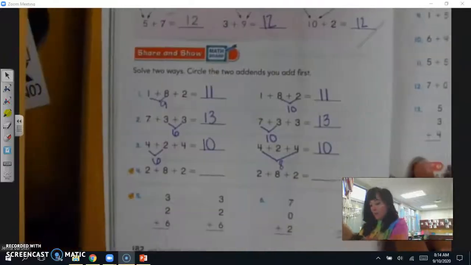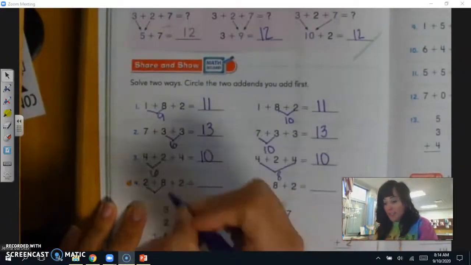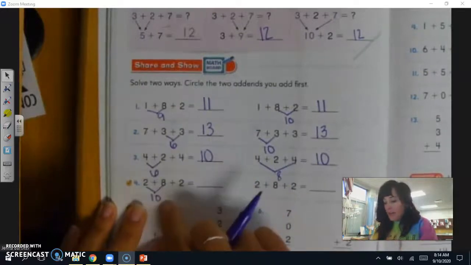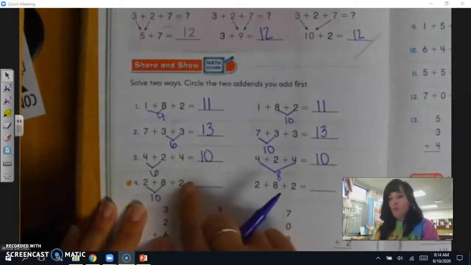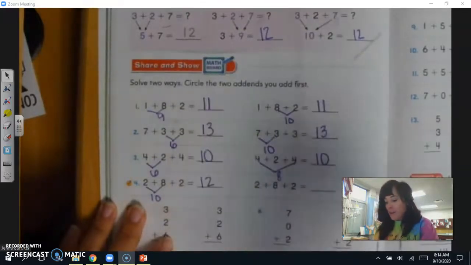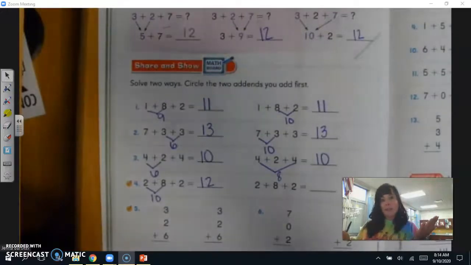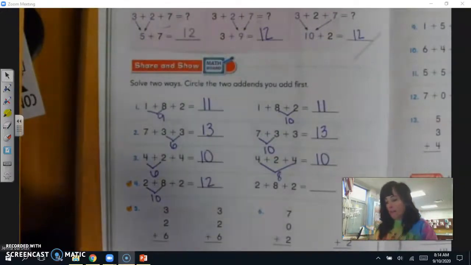Okay, number 4. We'll do 2 plus 8. 2 plus 8 makes 10. 10 plus 2, 12. Make sure that you're trying to solve these on your own too, okay? Don't just wait for me to give you the answer. Try and figure it out, right?